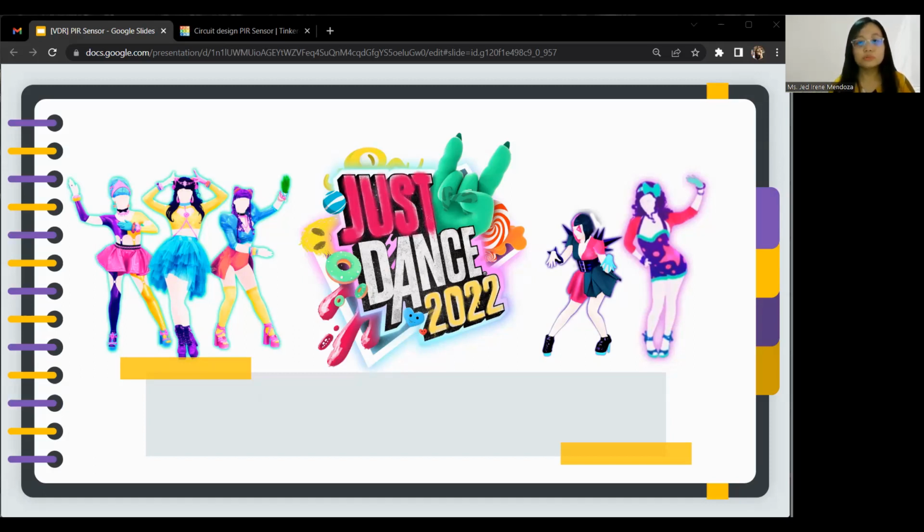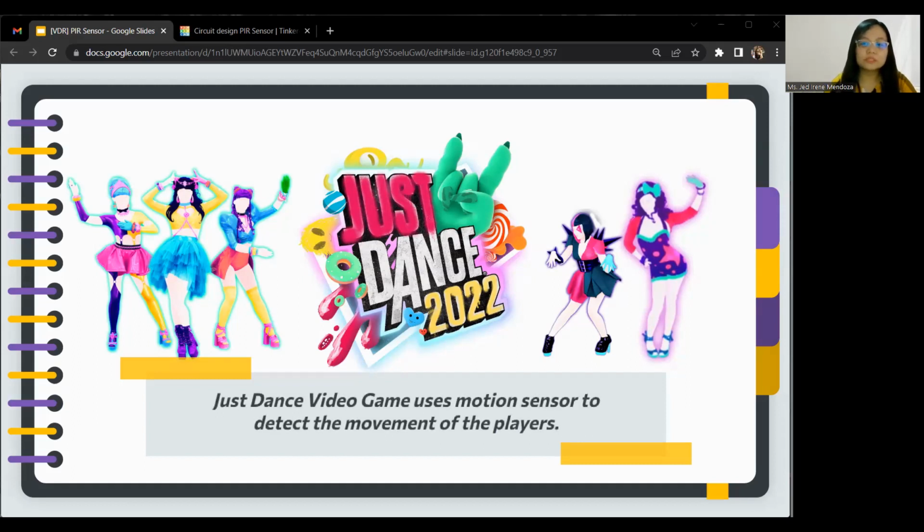Yes, before you can choose a song to dance, you need to stand in front of the console, in front of the camera, to do several movements. And why do you think you need to do several movements before you can even start the game? Yes, very good, because the Just Dance machine uses a motion sensor that detects your movement. That's why before you can even start the game, you need to stand in front of the console and at least wave your hand just like this, right? So that the machine can detect you.